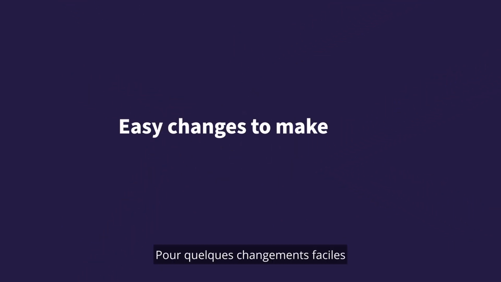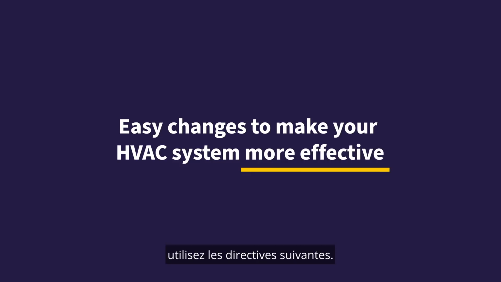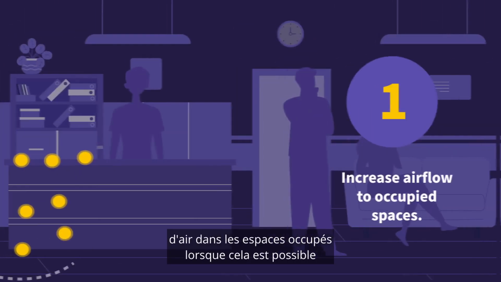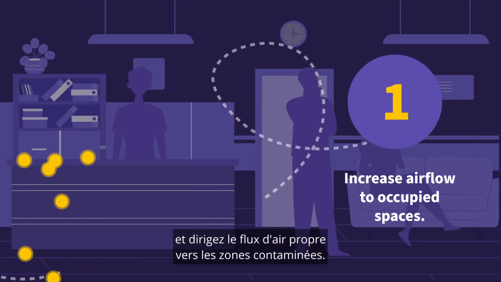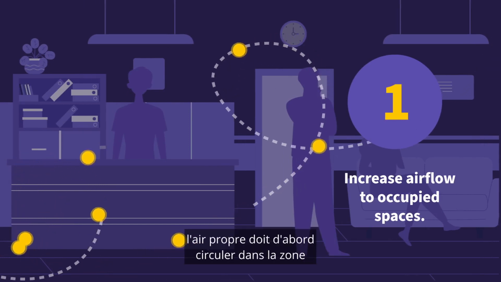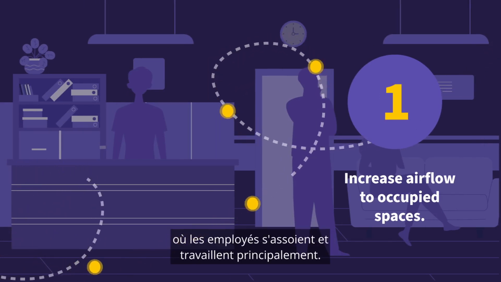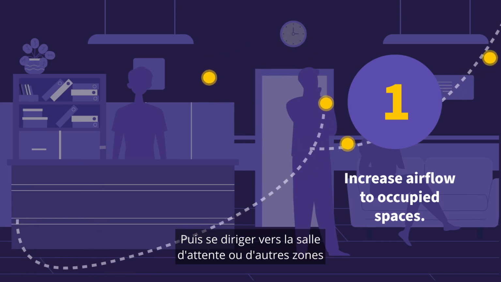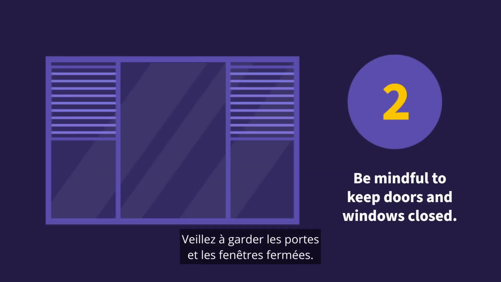For some easy changes to make your HVAC system more effective at reducing the spread of COVID-19, use the following guidelines. Increase airflow to occupied spaces when possible, and direct clean airflow to contaminated zones. For example, in an ER or waiting room, clean air should first flow through the area where employees primarily sit and work, then move toward the waiting room or other areas where sick or potentially infected patients gather. Be mindful to keep doors and windows closed.